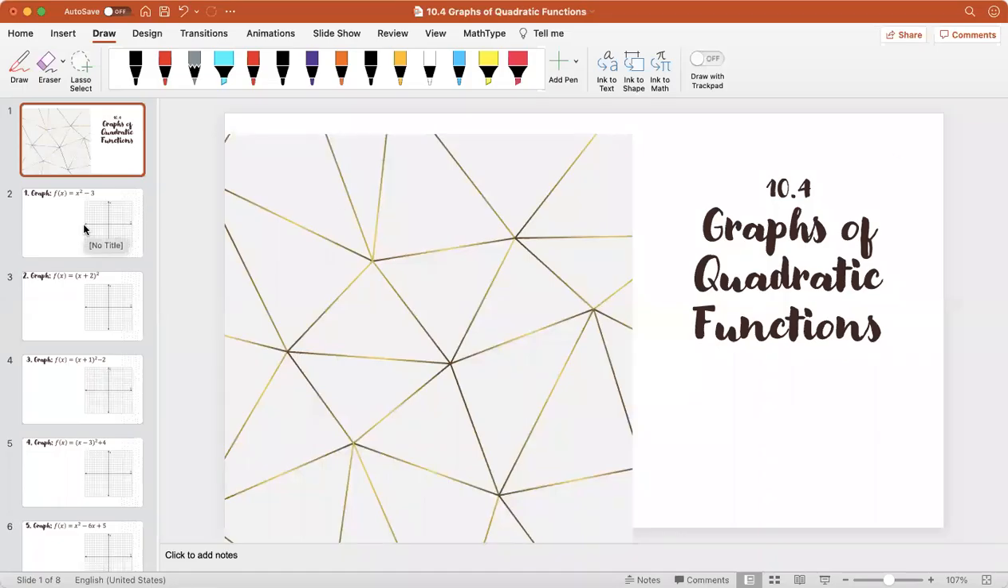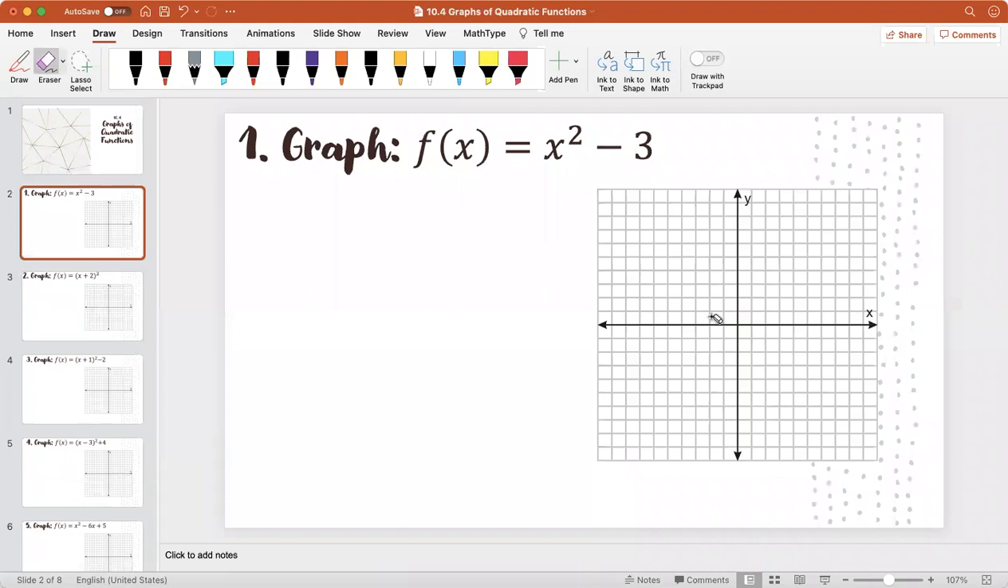So let's graph a quadratic function. The graph of a quadratic function is a smooth curve, and we call it a parabola. Let's start with f of x equals x squared minus 3.